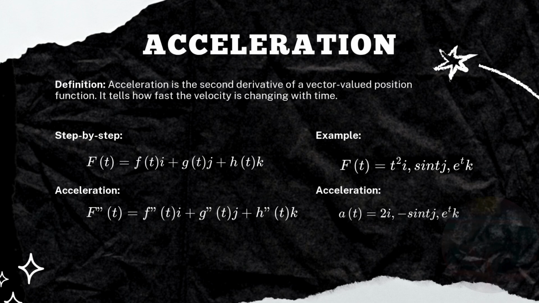So for example, f(t) equal to t squared i, sin t j, and e to the power of t k. So we get the acceleration a(t) equal to 2, minus sin t, and e to the power of t.